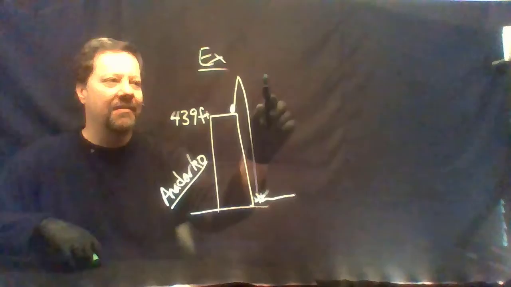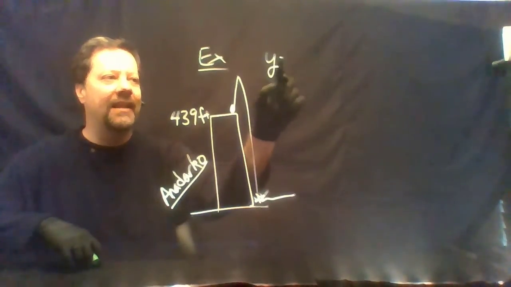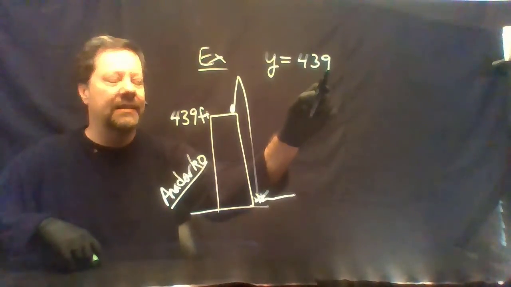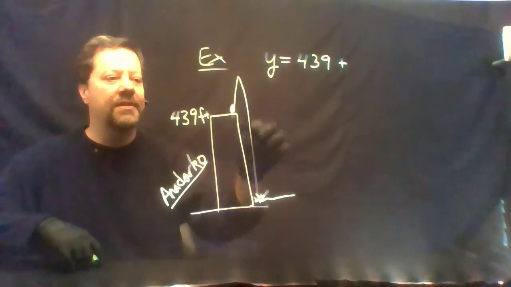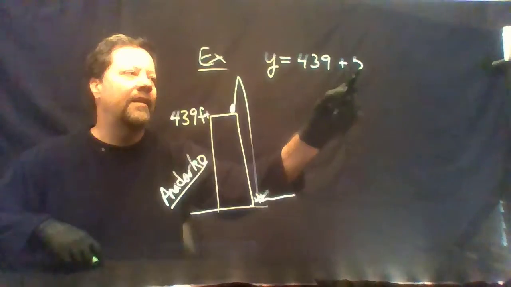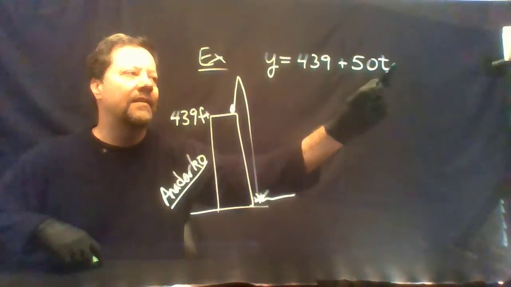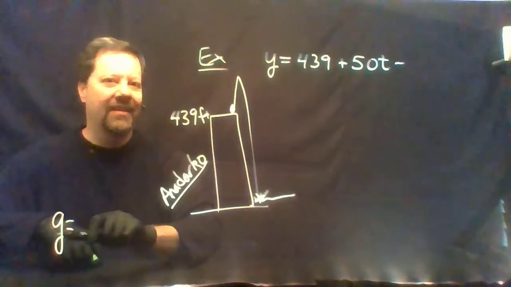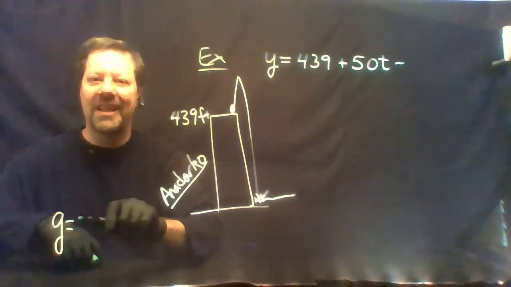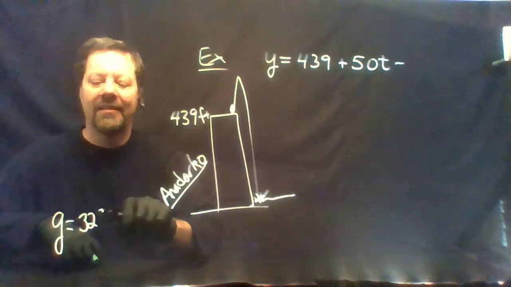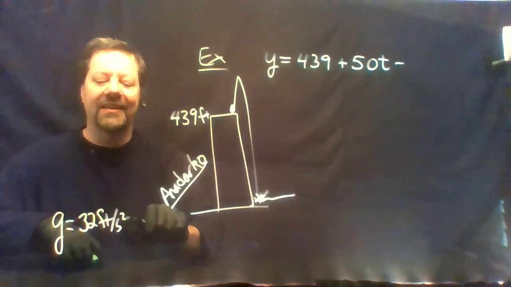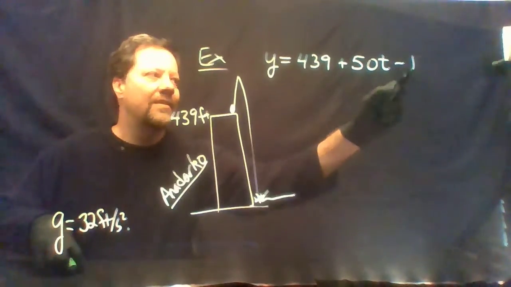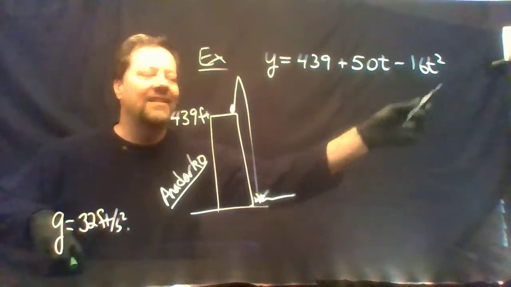I want to know certain things. First of all, I'm going to give you that the height is equal to 439 feet plus, let's suppose you toss this up at 50 feet per second and it comes down. In this case, G is, since we're in English units, 32 feet per second squared. Our formula is 1/2 this, so we'll get 16 t squared.